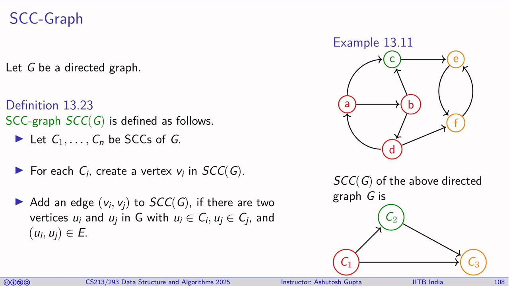Let's look at an example. Here is a directed graph, and this graph has three strongly connected components, C1, C2, and C3. Since there is a node in C1 that is connected to a node in C2, there is an edge. Similarly, there is an edge from C2 to C3, and there is an edge from C1 to C3. However, you see that there is no edge that goes from C2 to C1 because there is no green node that is connected to a red node.